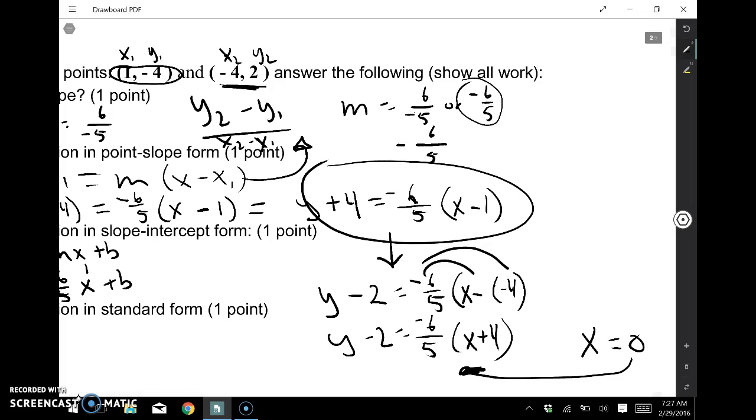Okay, so I am running out of room, so I'm going to go ahead and switch slides so we have a little bit more workspace here.